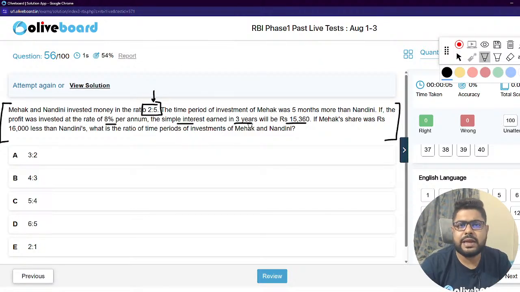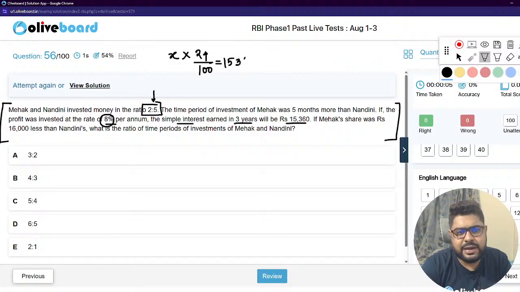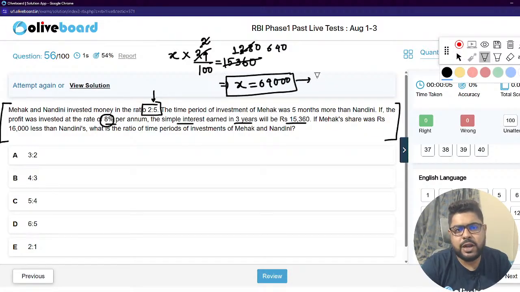So let's do one thing. Let's calculate the total profit from it. Let's say the total profit is X rupees. If that was 8% for 3 years, meaning a total of 24%, 24 by 100, that is given as 1536. So from there, 12 twos are 24, 8 12s are 96. So if you do this, X is 64,000, sir. So this is your total profit.